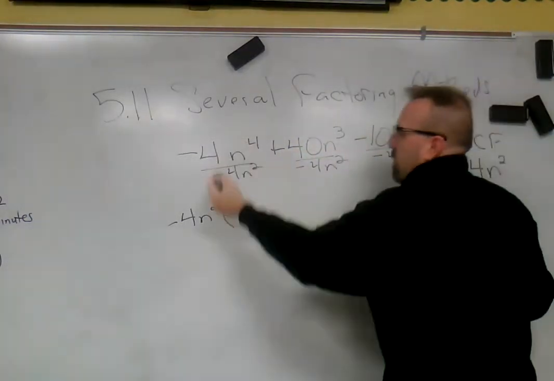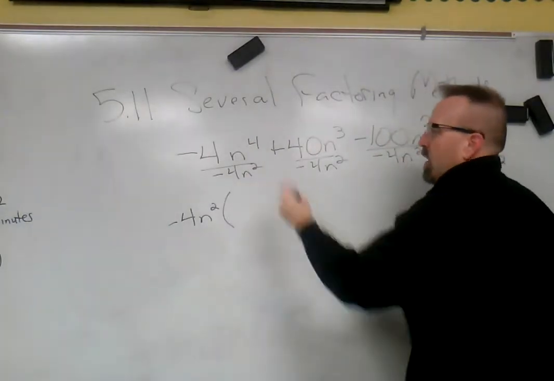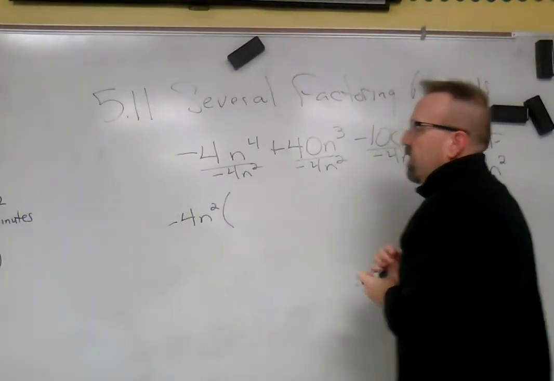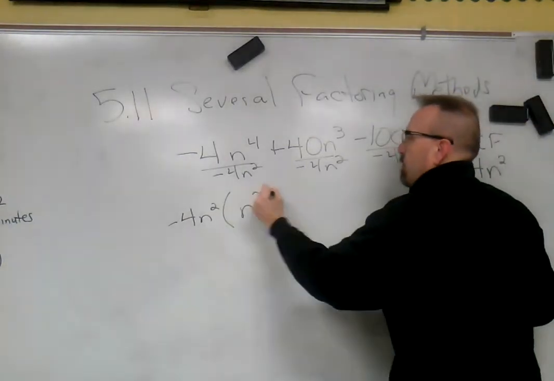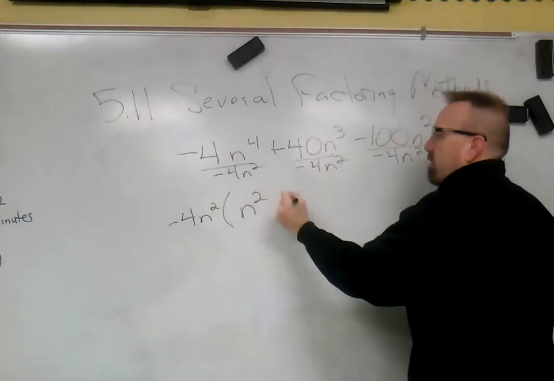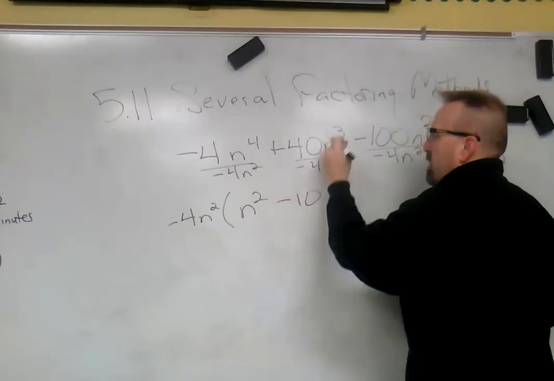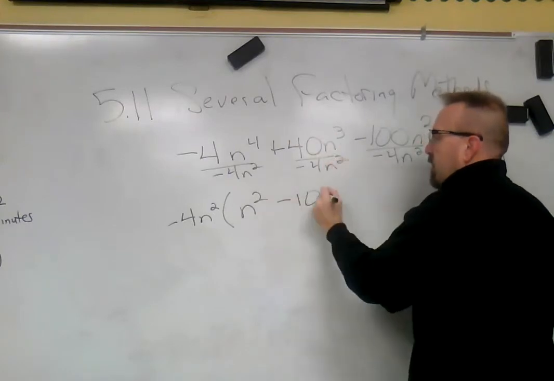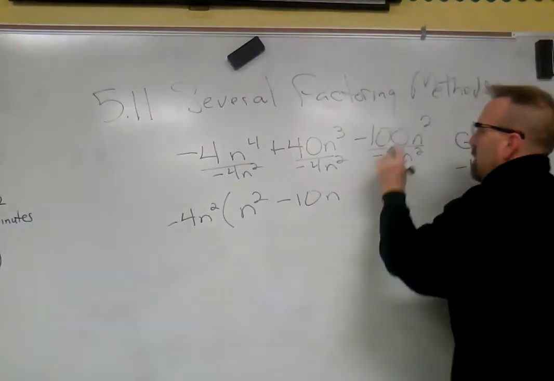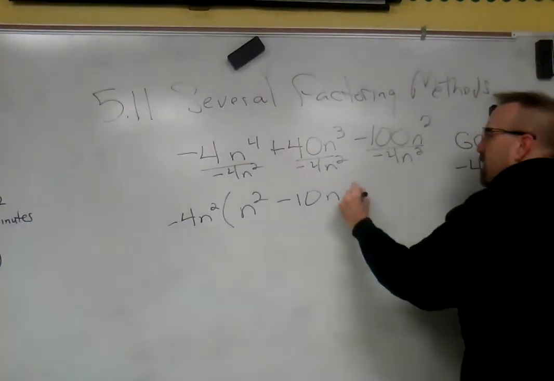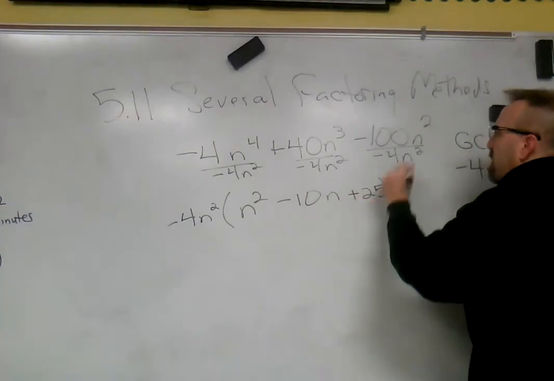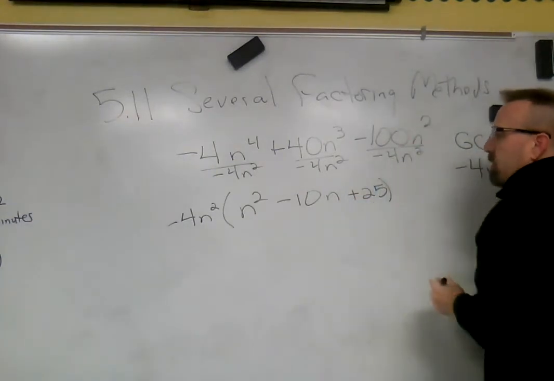So here, -4 divided by -4 will be 1. N to the 4th divided by n squared, we subtract our powers. 4 minus 2 is 2. 40 divided by -4, -10. 3 minus 2 gets us n to the 1st. -100 divided by -4 is +25, and our n squared just cancel.